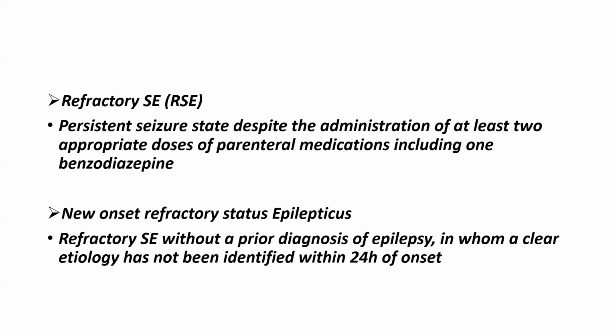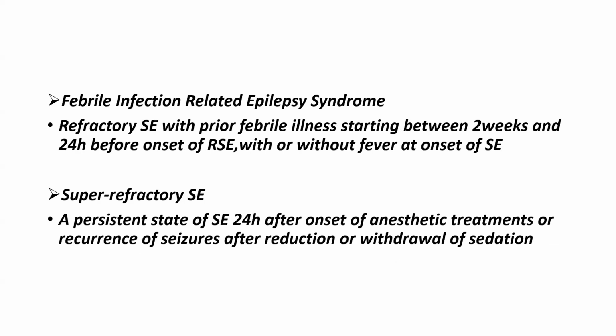Now, new onset refractory status epilepticus is one for which a clear etiology cannot be identified within 24 hours of onset, or the patient did not have any history of epilepsy in the past, then that status epilepticus will be labeled as new onset. Now, what is febrile infection related epilepsy syndrome? There should be a febrile illness starting between 2 weeks and 24 hours before onset of refractory status epilepticus, with or without fever at the onset of status epilepticus.